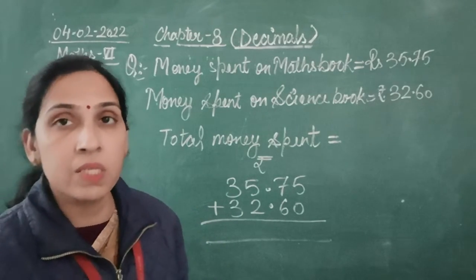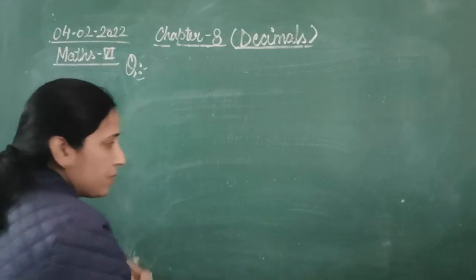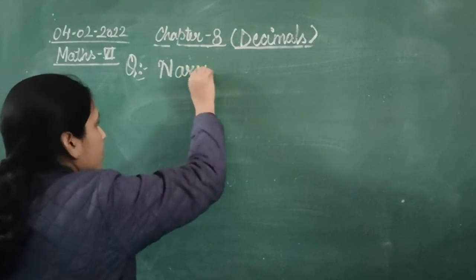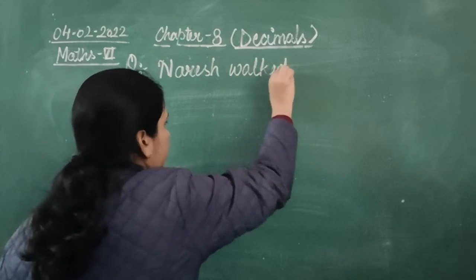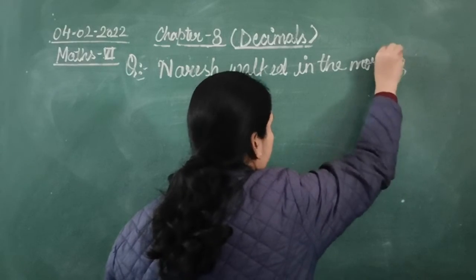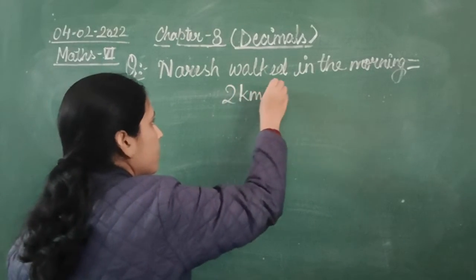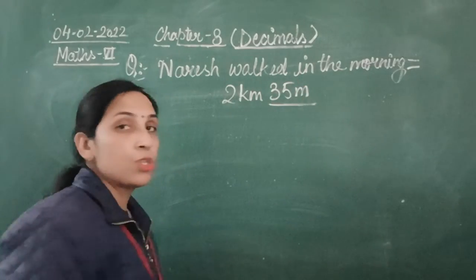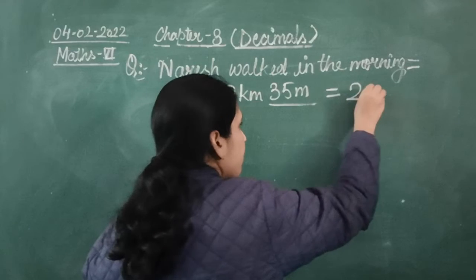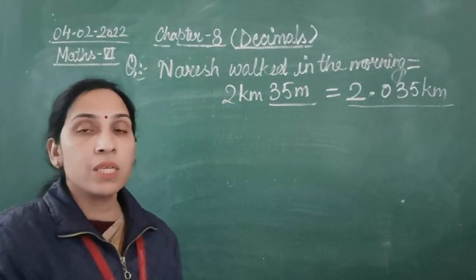Now children, one more thing is there. In a question with this kind of statement, for example, Naresh walked in the morning, the distance covered by Naresh in the morning is 2 km 35 meter. This 35 meter we need to convert into kilometer only. Just now we have done conversion in this video, so we can convert it and the answer will be 2.035 kilometer. So do the conversion and then you will get the distance in decimal.